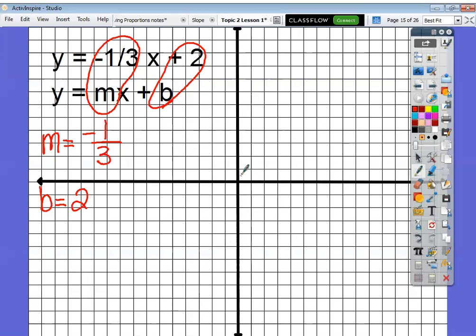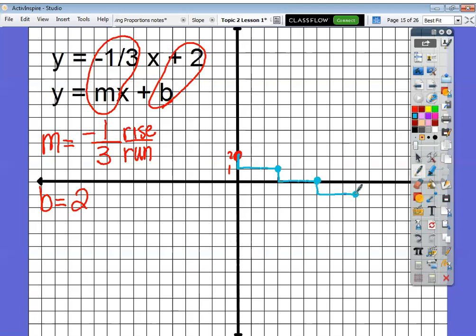So on my y-axis, there's 2. And I just put a dot. Now I build my stairs. My slope has a rise of negative 1 and a run of positive 3. So starting from my y-intercept, I'm going to go down 1, right 3, and put another dot. Down 1, right 3, and put another dot. Down 1, right 3, and put another dot.